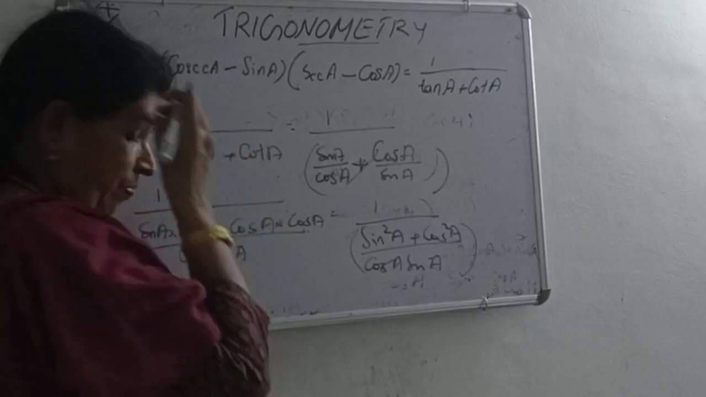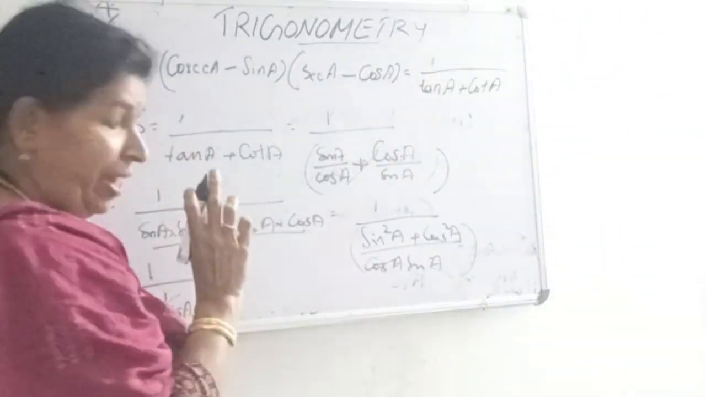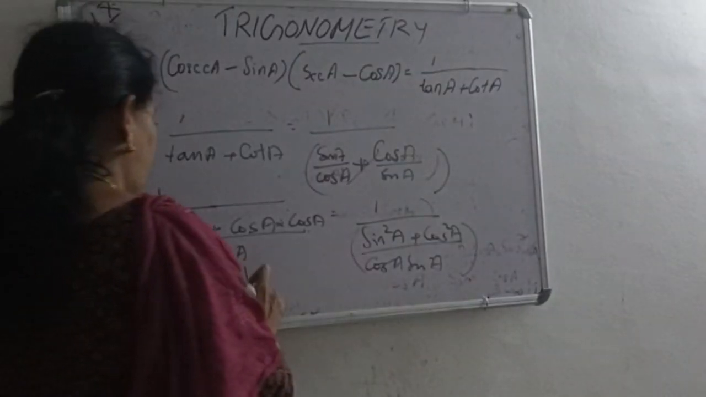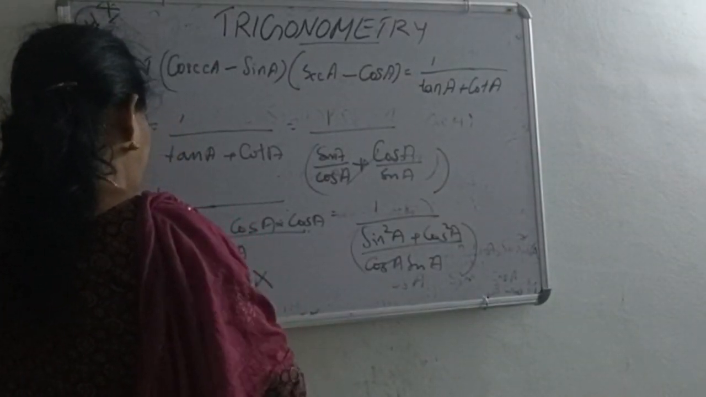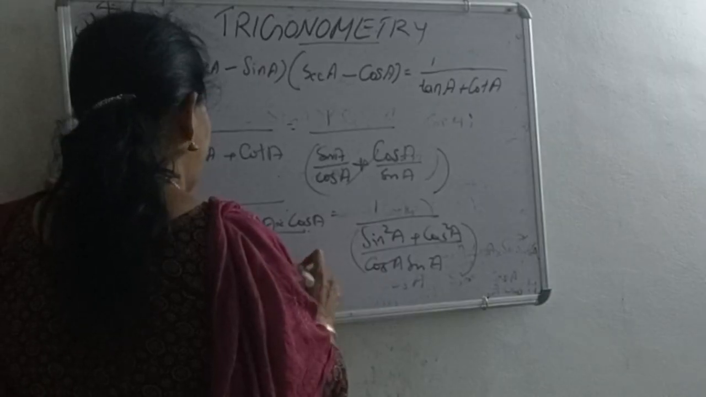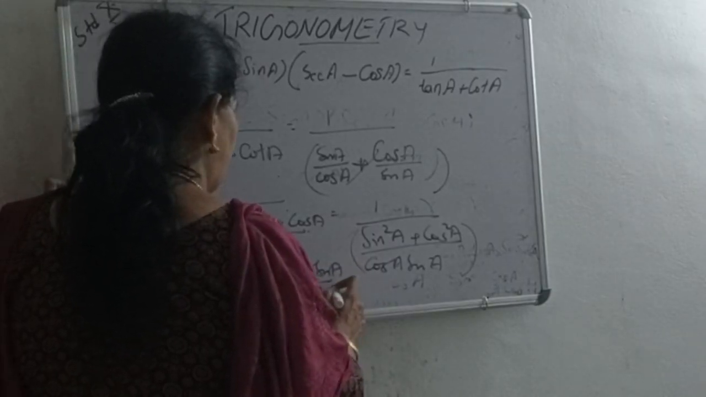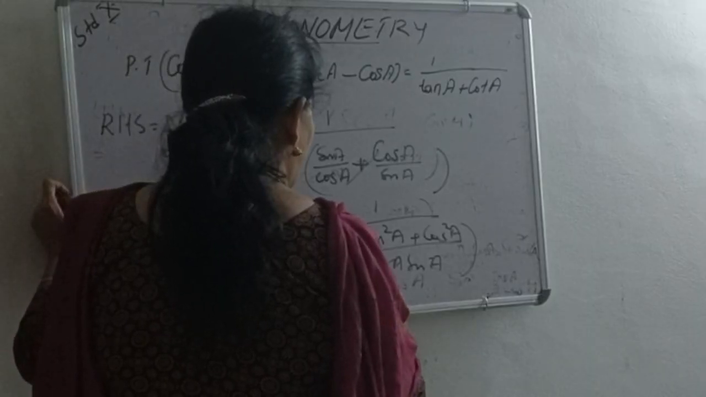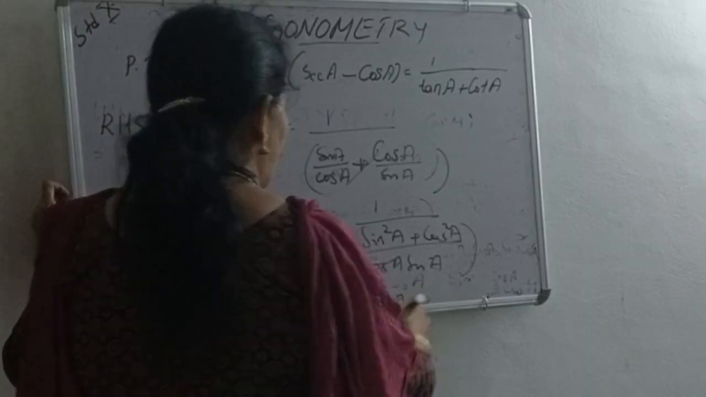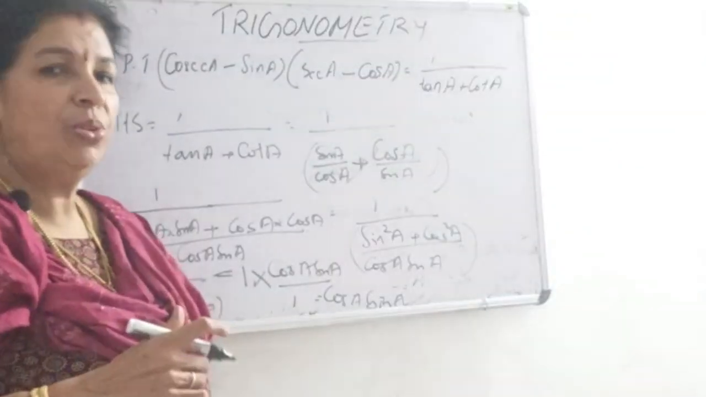Then in the denominator there is a fraction. Then 1 into, reverse this, cos A sin A by 1. That is equal to cos A sin A. In the RHS also we get cos A sin A. Hence we proved LHS equal to RHS.